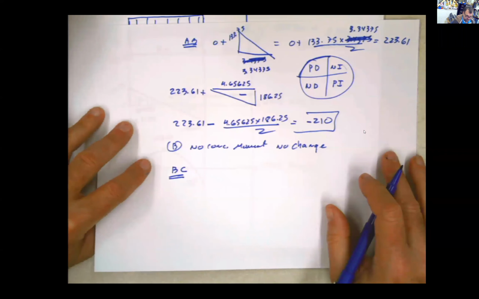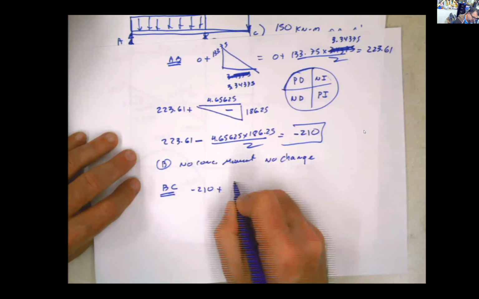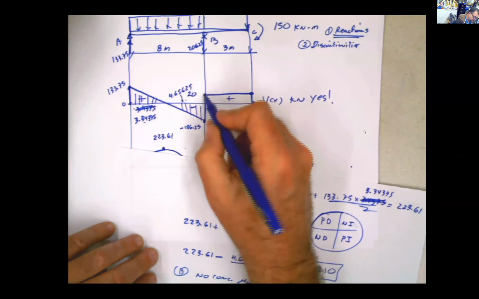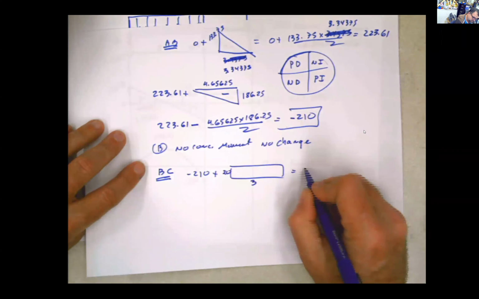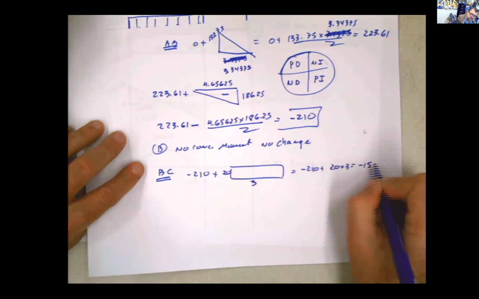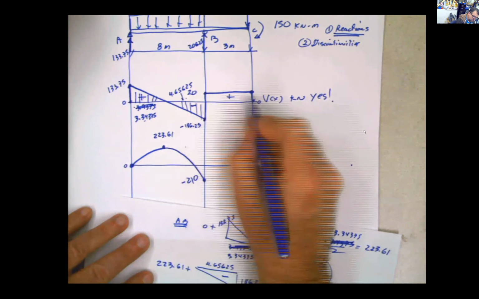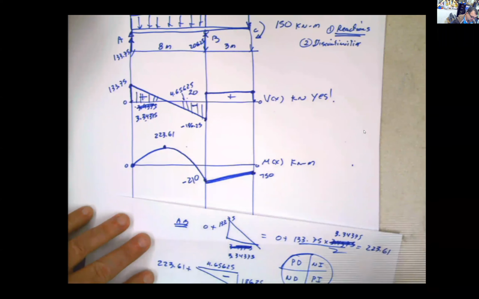If you go to BC, what happened with BC? Well, I start with the value of negative 210, and then I find this area, which is a positive area, of 20 times 3. Negative 150. That means that from here, negative 150. Because this is constant, the slope here is going to be constant, so it's a straight line. And then you go to the point C.